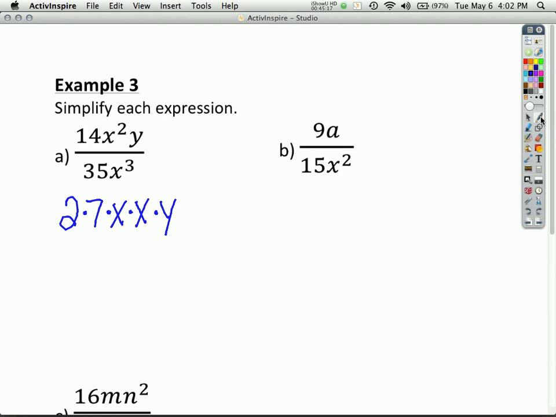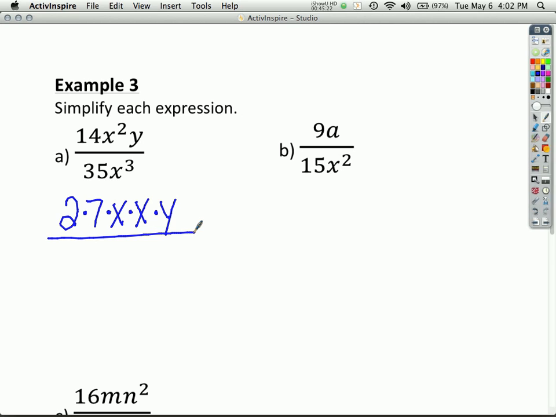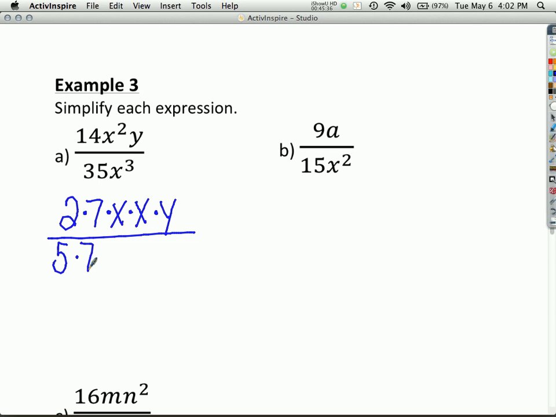So now we're going to do the same thing with the denominator. Draw the fraction bar. Now we're looking at the 35x to the third. Start with the number. 35 can be split into what, Tatiana? 7 times 5. So write down 5 times 7. All I'm doing is writing it from smallest to biggest.